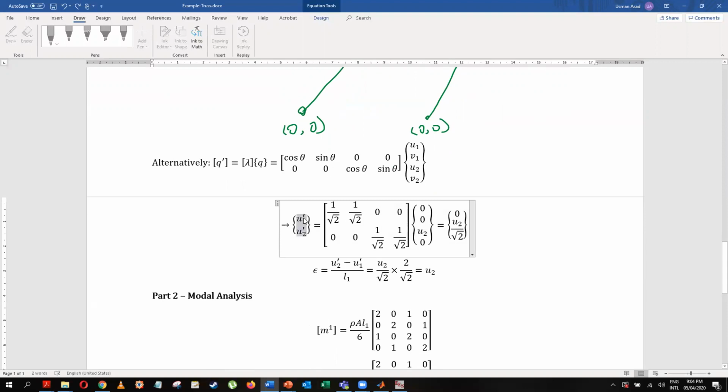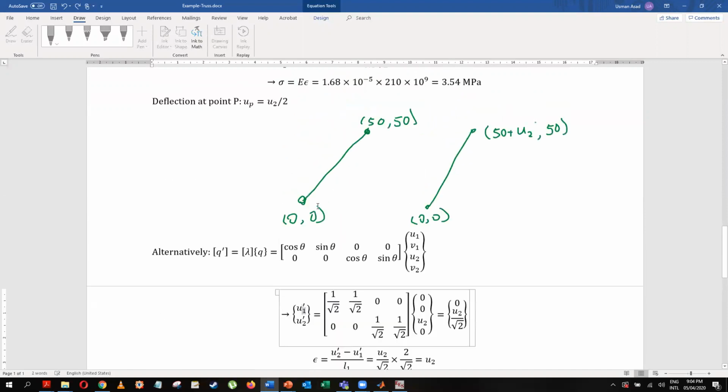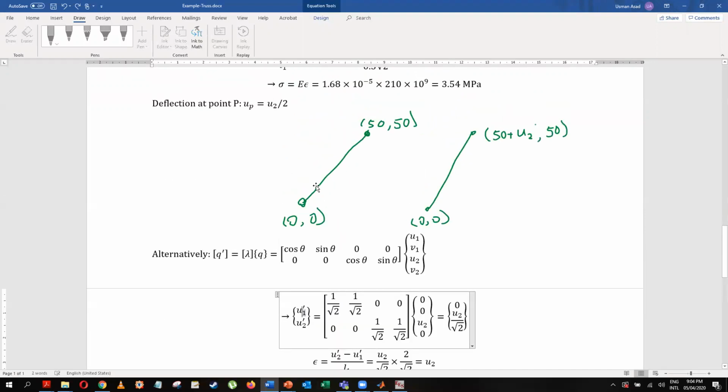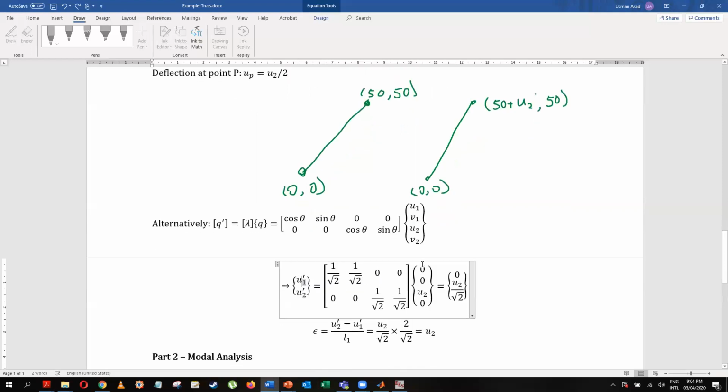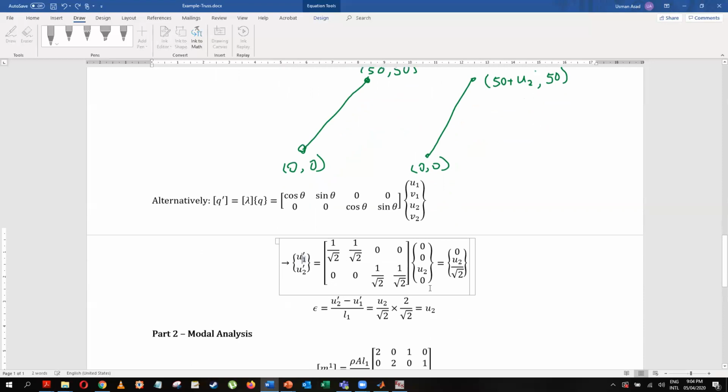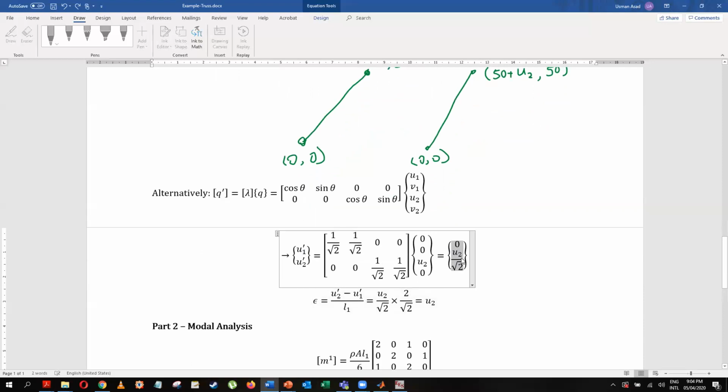So here u1 prime, which is the displacement of this truss along its own length, and u2 prime, which is the displacement of this truss along its own length, can be found. So u1 prime is obviously going to be 0 because this point is fixed, which should also be clear from here: it's 1 over under root 2 into 0 plus this into 0 plus 0, 0, right? So it's just 0. And u2 prime is going to be 0 into 0 plus 0 into 0 plus 1 over under root 2 into u2 plus 0, right? So that means that u2 prime is just going to be equal to u2 divided by under root 2.